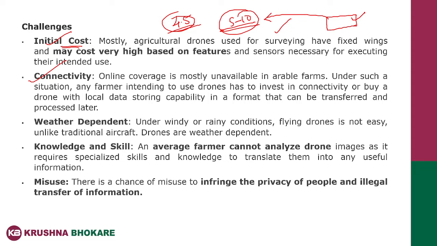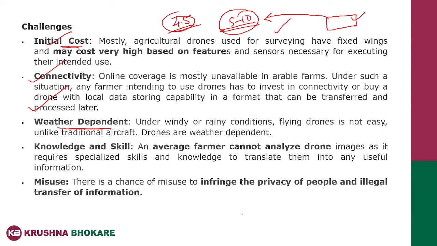Another thing is that if this connectivity is not available, there can be a local data storing center, and it should have a format so that the data can be processed and used later, particularly for land record like things. Okay, another thing is that these drones are weather dependent.